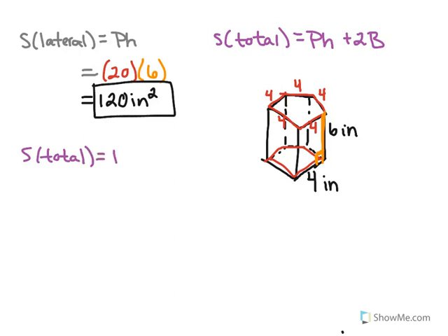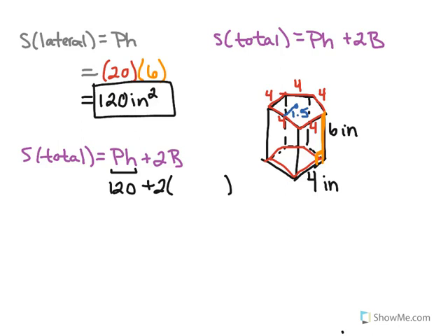So I'm going to take what I just had, that 120, and I'm going to substitute this ph part with 120 because that's what I just solved for. And let's see, what does capital B stand for again? And that would be the area of the base. So we have to find the area of a pentagon. And remember that if we need to find the area of any regular figure, we need an apothem.